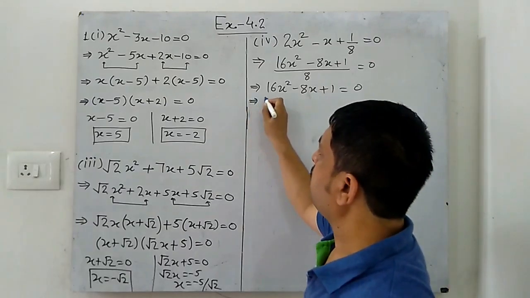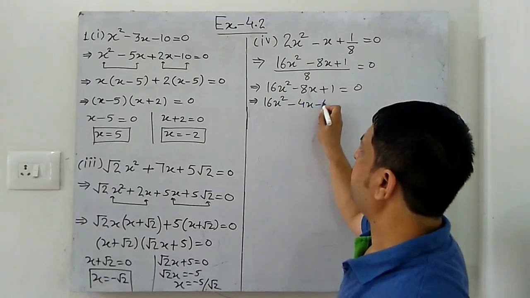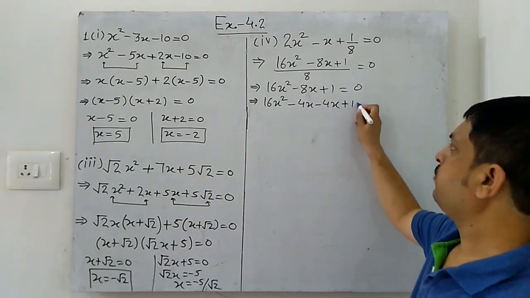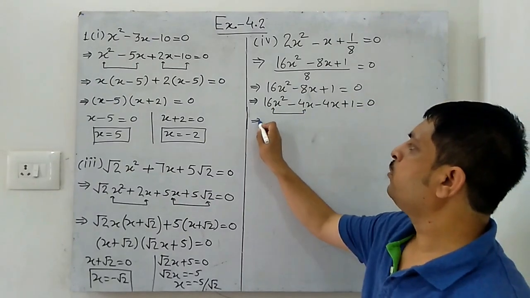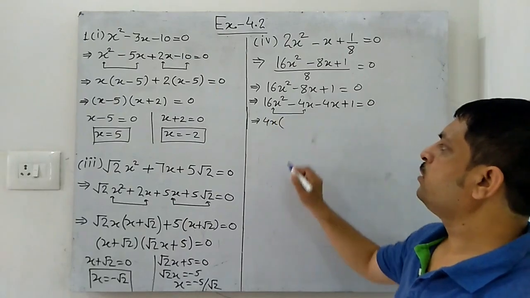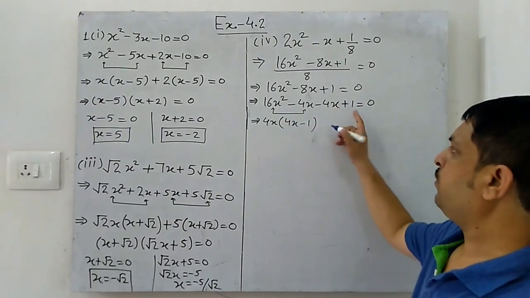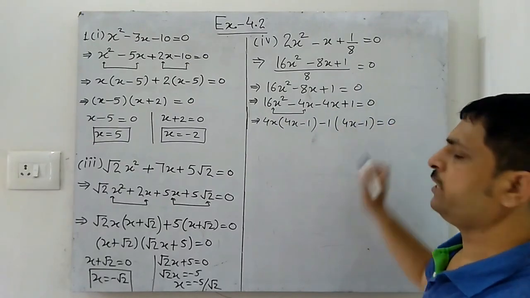So 16x square minus 8x can be written as minus 4x minus 4x, plus 1 equal to 0. Now from the first two terms, 4x is common. So the remaining will be 4x minus 1. And from the last two, minus 1 can be taken as common. So it will also be 4x minus 1.